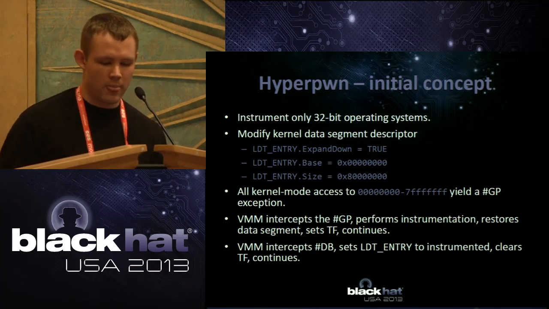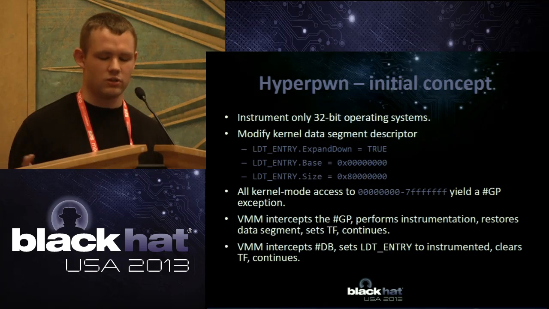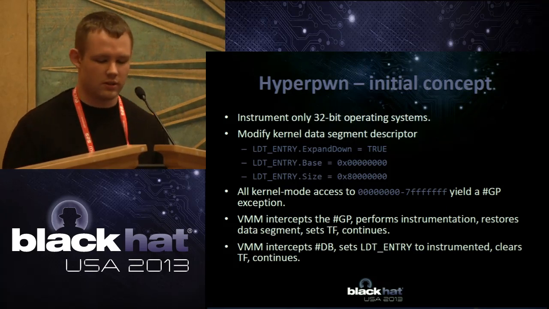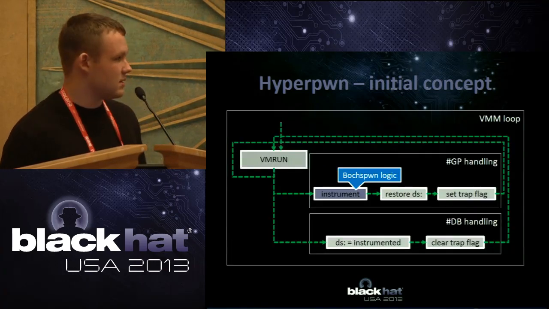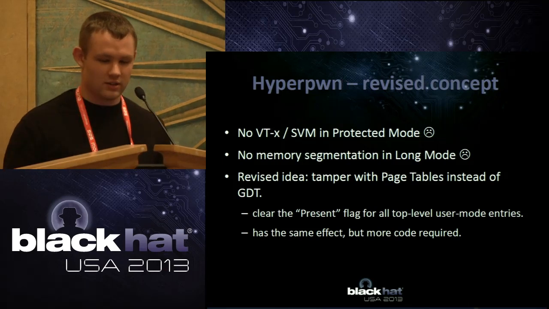performed by the kernel. So the VMM would intercept the exception, perform the instrumentation in the same way as in Bochspwn, and then restore the data segment, set the trap flag so the one instruction can execute, and then continue. So this would be pretty straightforward. This is how we imagined this would work, but we really didn't think this through.